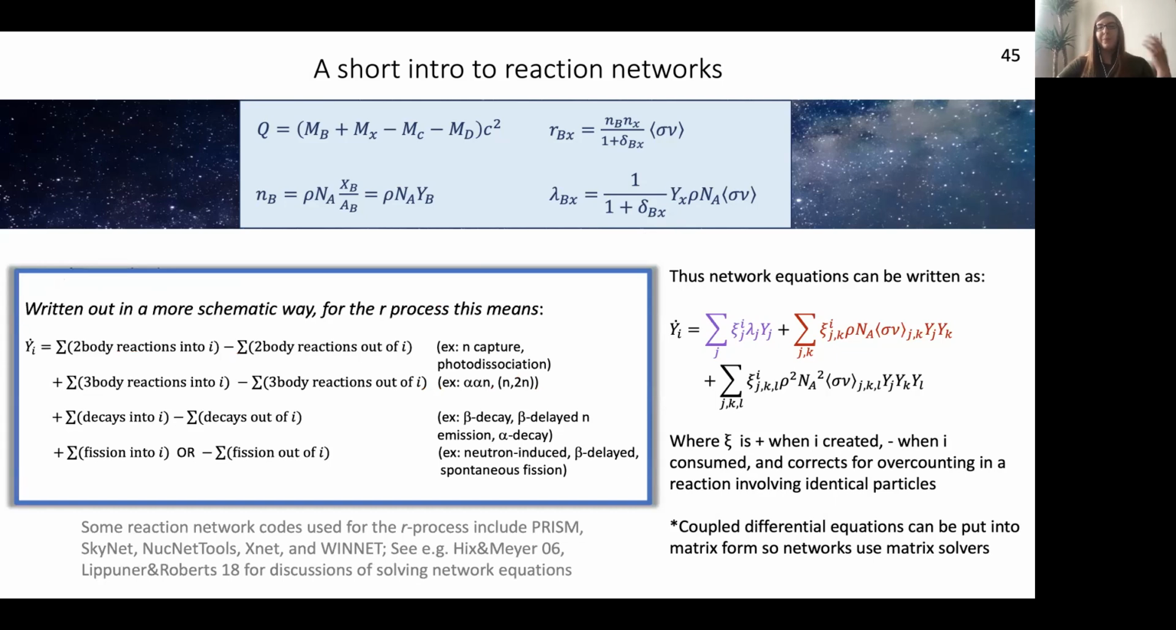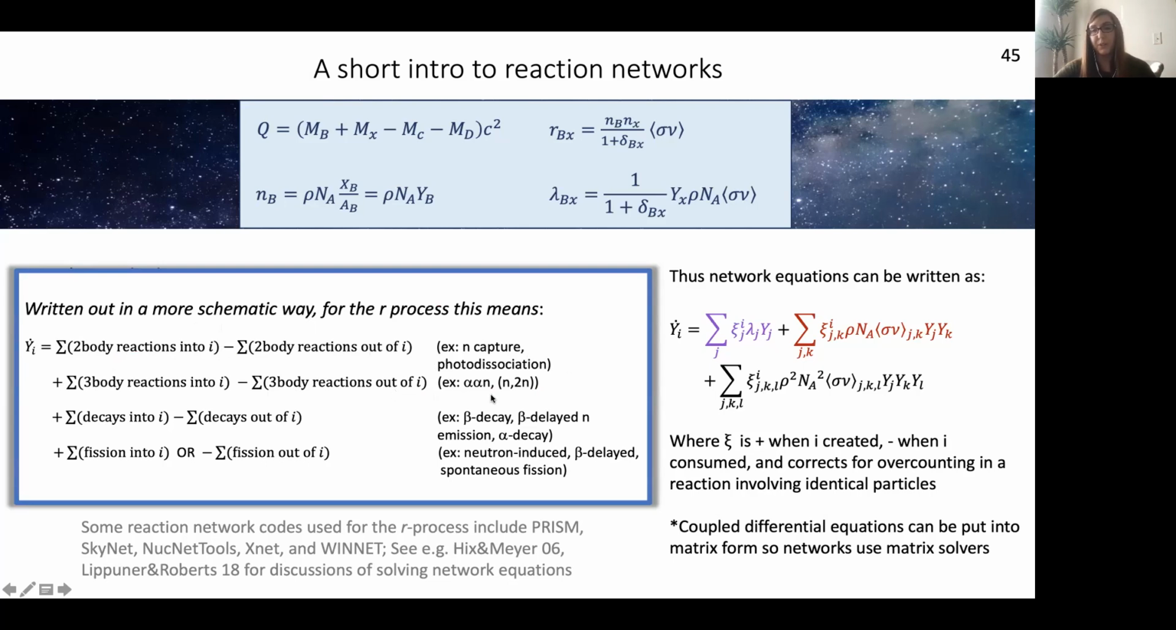So in a more schematic way, what this really means for the R process in terms of reactions is that Y changes by adding all of the two-body reactions that give you I, minus the two-body reactions that take you out of I, plus the three-body reactions into I, minus the three-body reactions out of Y. So two-body reactions are things like neutron capture and photodissociation, which we've discussed pretty extensively here.